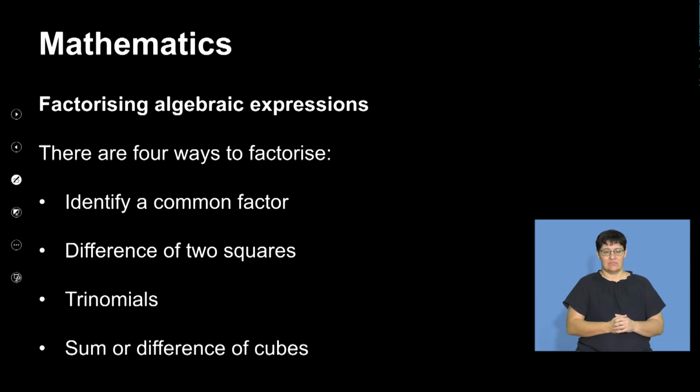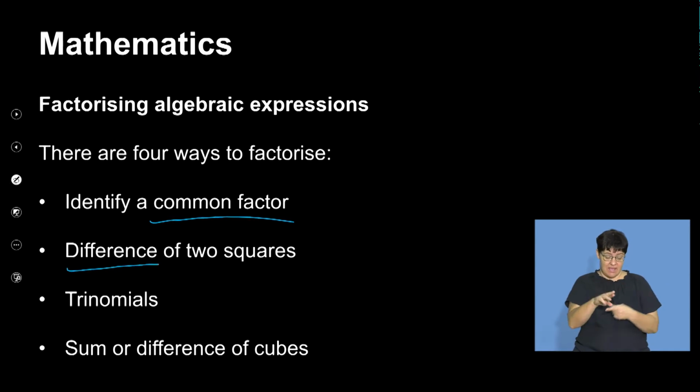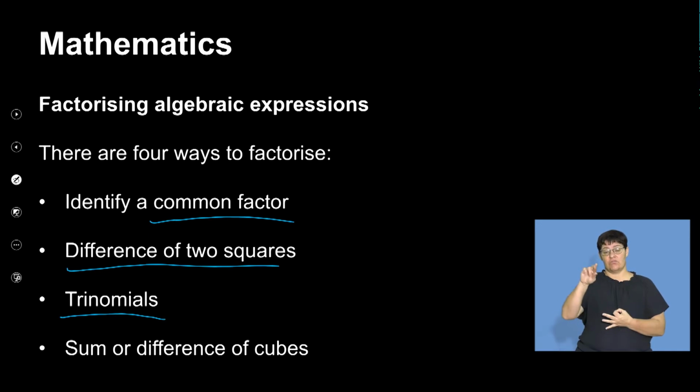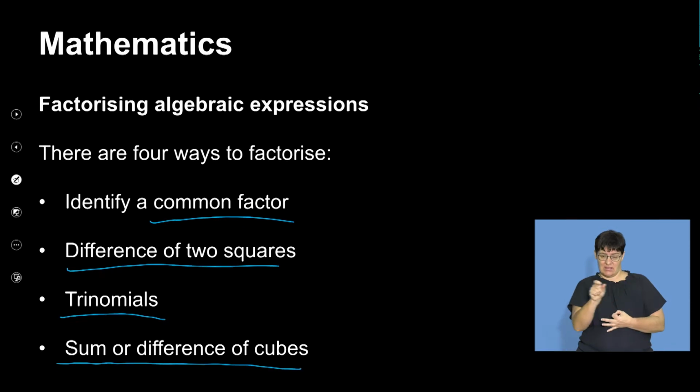Now, there are 4 ways to factorize, as I showed you on the mind map. The first one is a common factor. The other one is the difference of squares. And then we have what we call a trinomial. Remember, that's when it has 3 terms. And then lastly, it will be sum or difference of cubes.